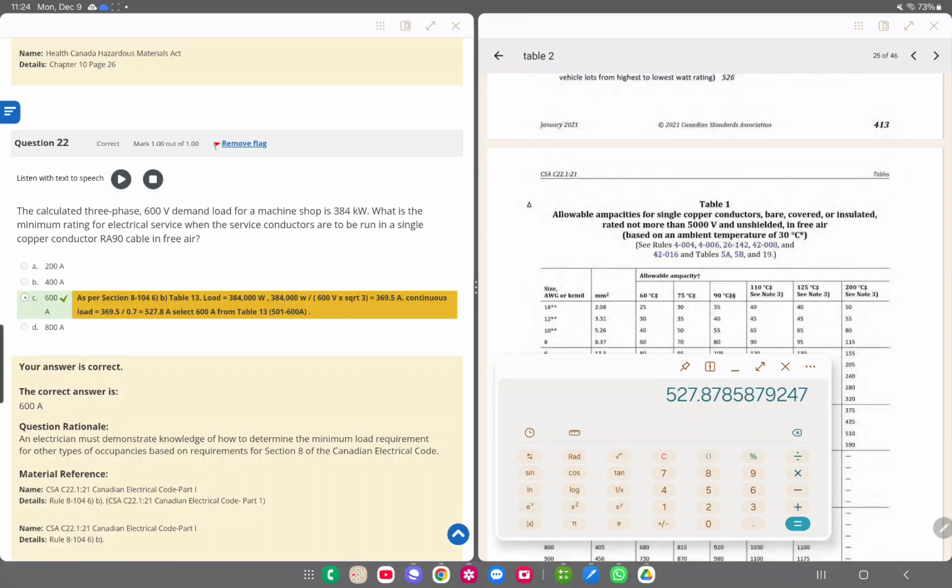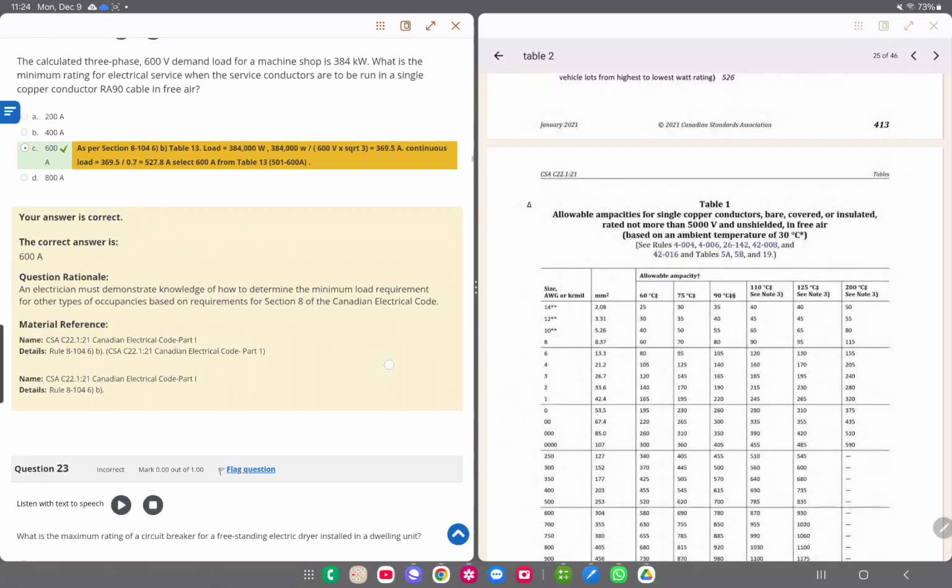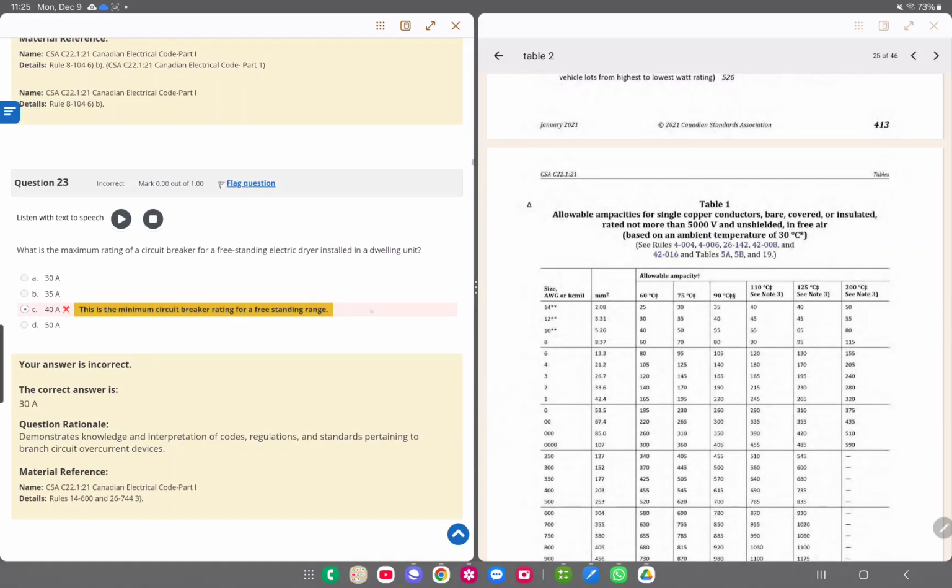So what is the minimum rating for electrical service? They're not asking for conductors, they're just asking for the electrical service when the service conductors are to be run. So we need a 600 amp service to hold our 527 amps. What is the maximum rating of a circuit breaker for a freestanding electric dryer installed in a dwelling unit? A dryer is 30 amps, so the answer is 30 amps.